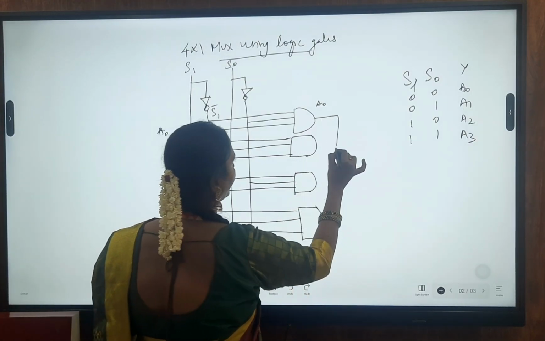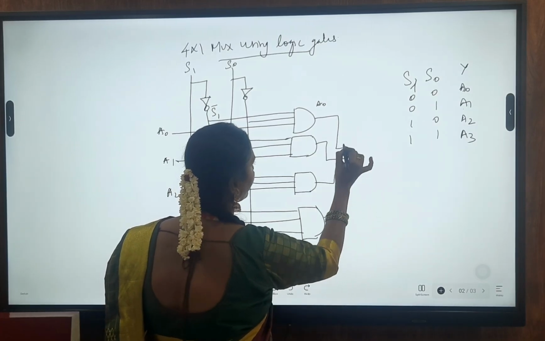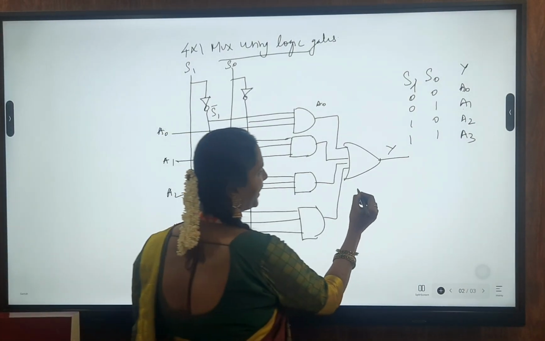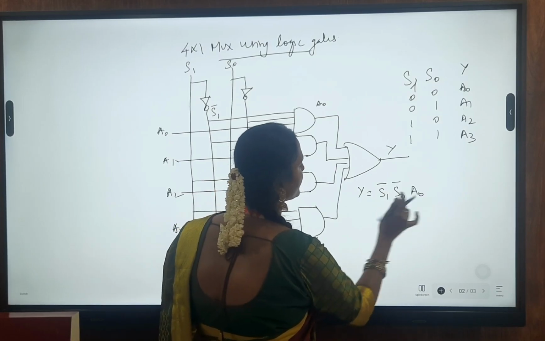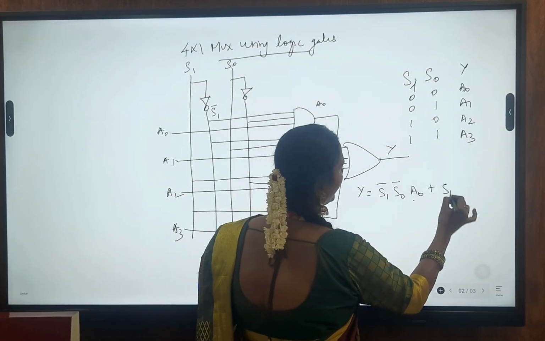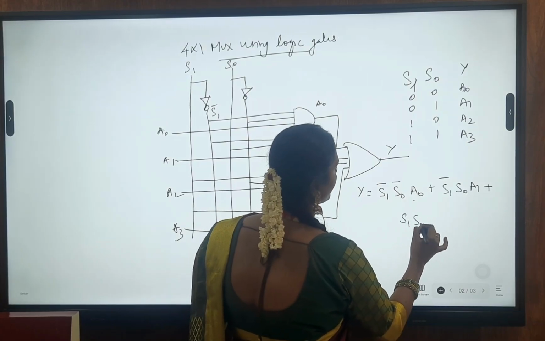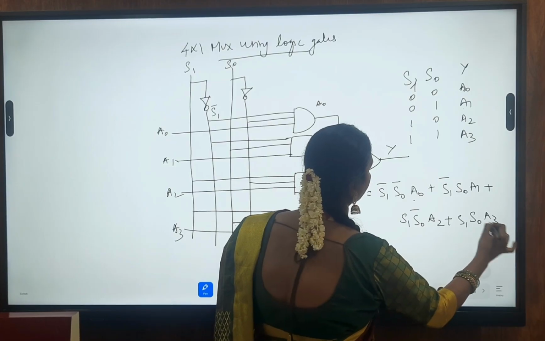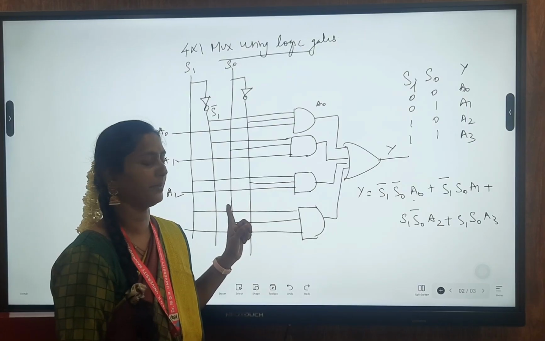Then put everything together into an OR gate. In this way you can implement your multiplexer, and this is my output Y. What is my Y? Y is equal to S1 bar S0 bar A0, for which I use this AND gate, plus S1 bar S0 A1, plus S1 S0 bar A2, plus S1 S0 A3. This is the function we have implemented using logic gates, a 4x1 multiplexer.